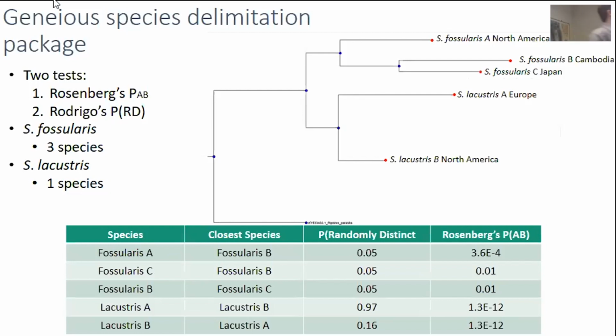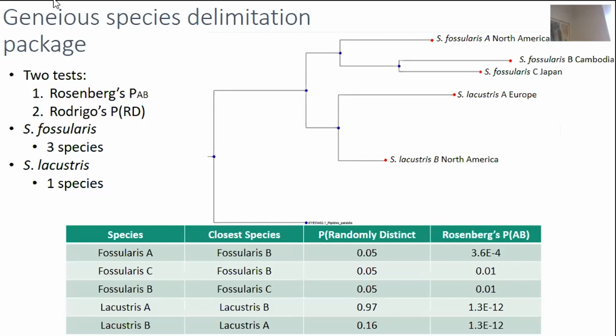So for Fossolaris, they have a unanimous decision that they're pretty good, randomly distinct. But then Leucostris is showing a little bit higher. I mean, Leucostris A to Leucostris B is practically 1, which is really, really bad. So based on P, if I use only P randomly distinct, I would feel confident, at least somewhat confident, that the Fossolaris are indeed 3 species, but Leucostris is probably just 1 species.